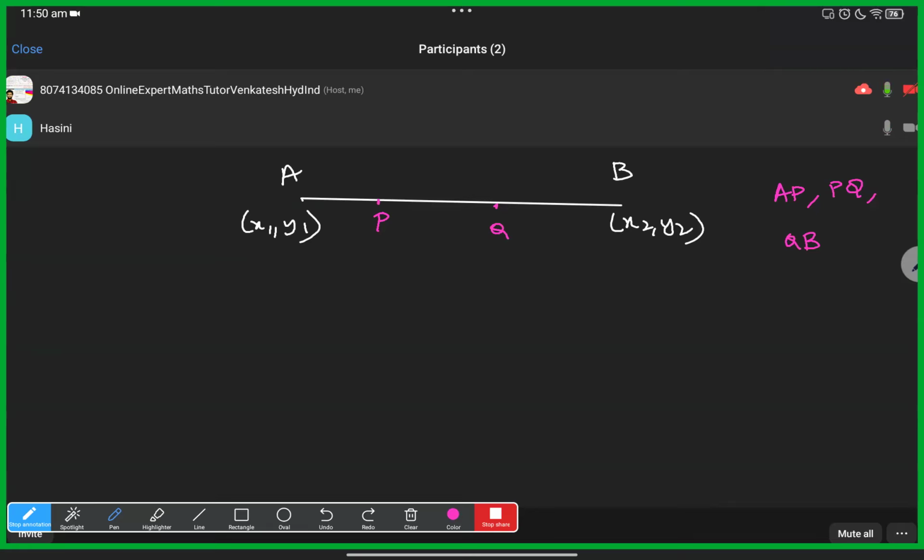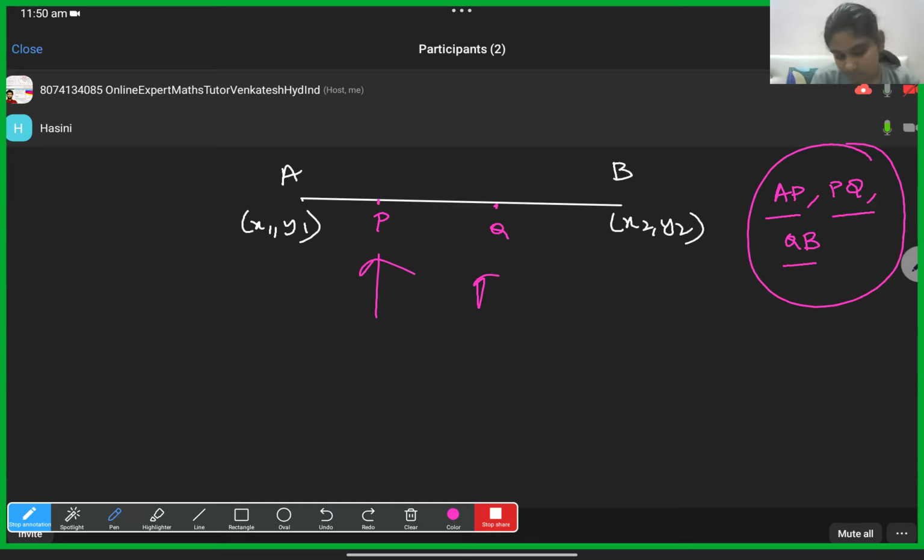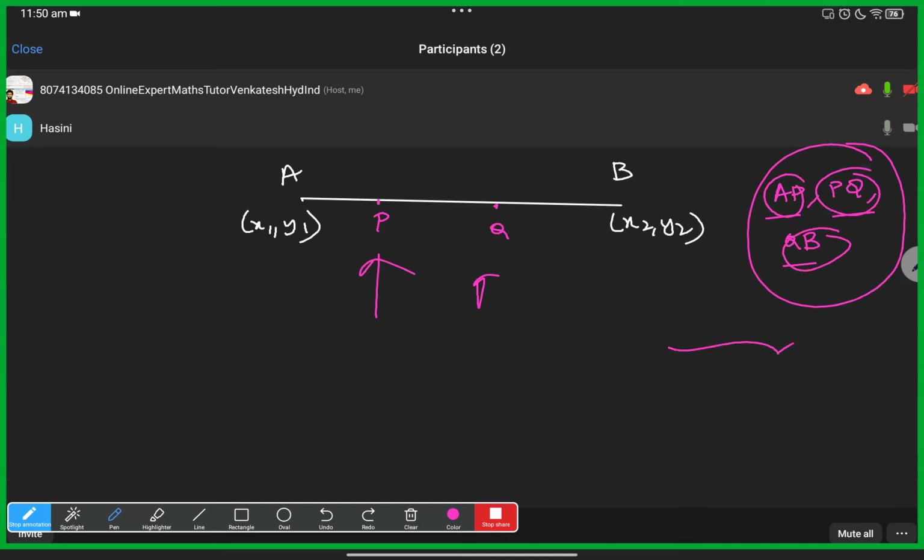Now, what we can understand is, on this entire line segment AB, if you mark 2 points on that portion of the line, because of those 2 points, the total line segment got divided into 3 parts: AP, PQ, QB. So if you add all these 3 parts individually, you will get the entire length AB, because this plus this plus this in full will be AB.